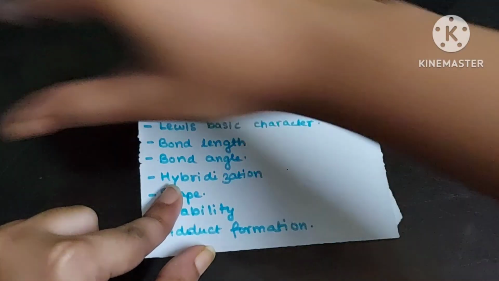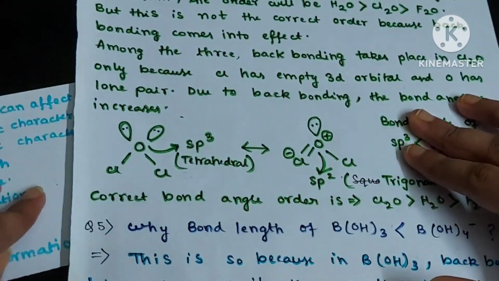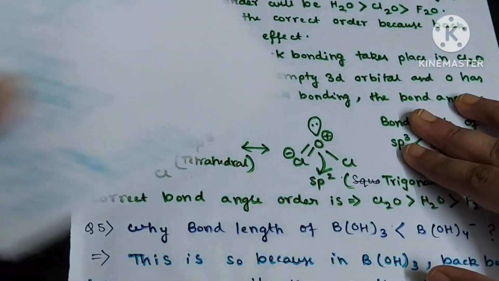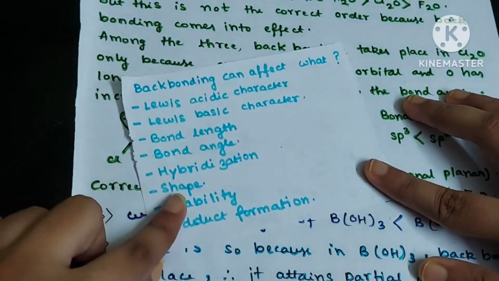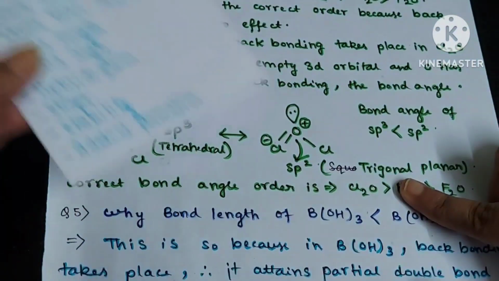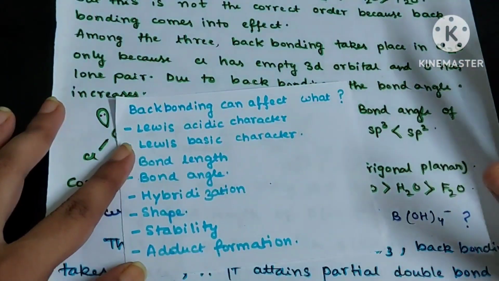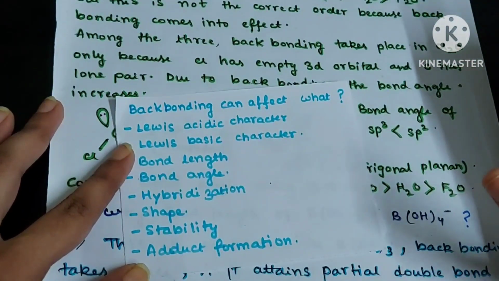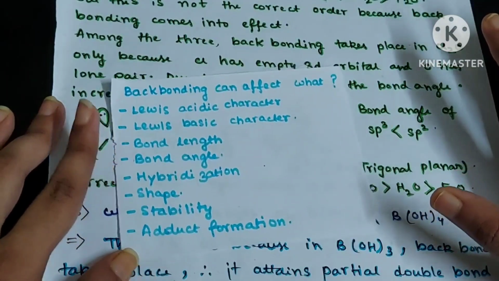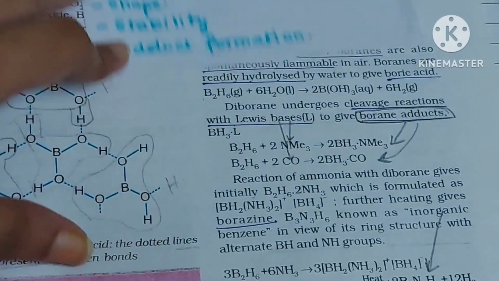Hybridization changed in the question: sp3 changed to sp2, and the shape from tetrahedral to trigonal planar. Then stability: because it is a type of resonance, wherever there is back bonding, the compound will be more stable. And at last, adduct formation, which is given in NCERT.